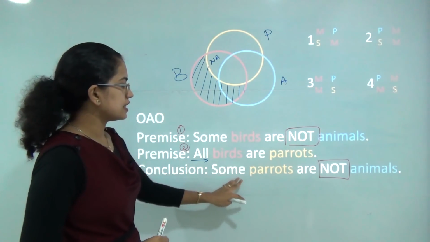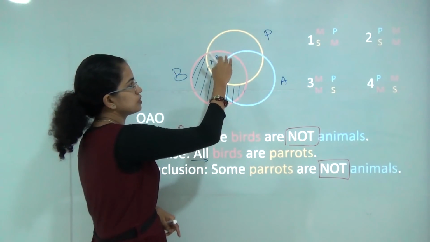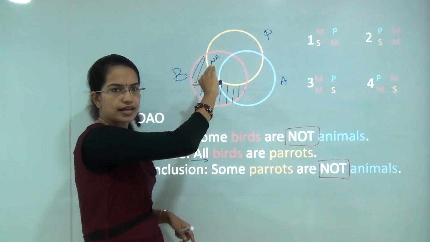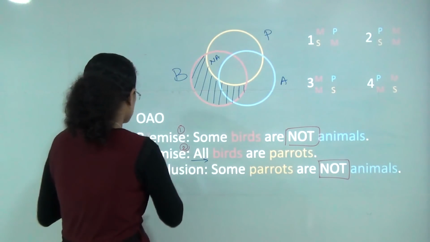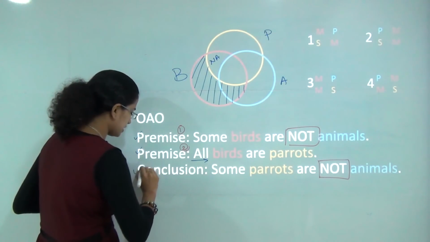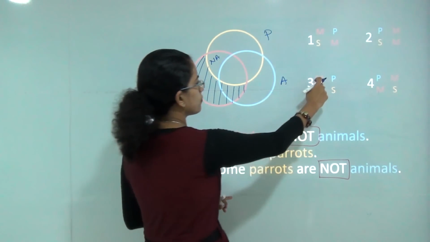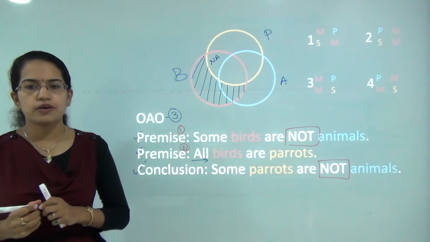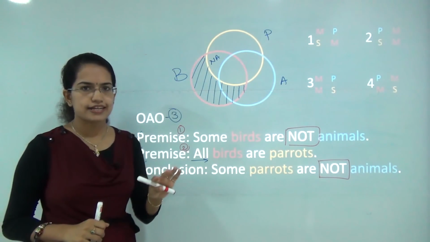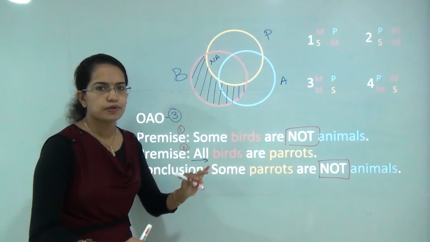Now, can I say some parrots are not animals? So that's true. These some birds are some parrots, and some parrots are not animals is correct. So based on these two premises, I can definitely say this conclusion is valid, and this is an example of OAO 3 type. Now in OAO, only 3 is a valid form. So I can take either 1, 2 or 4 and it would come to be incorrect.